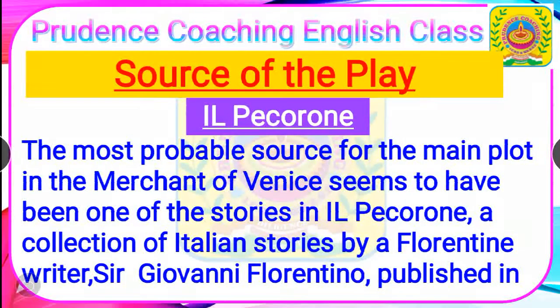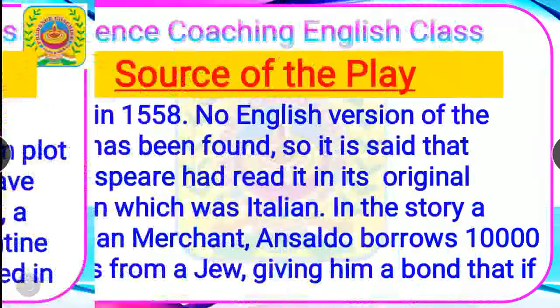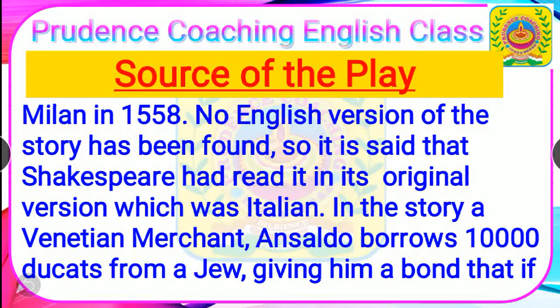Now the second source, which is Il Pecorone. The most probable source for the main plot in The Merchant of Venice seems to have been one of the stories in Il Pecorone, a collection of Italian stories by a Florentine writer, Ser Giovanni Fiorentino, which was published in Milan in 1558. No English version of the story has ever been found, so it is said that Shakespeare had read it in its original version, which was Italian.